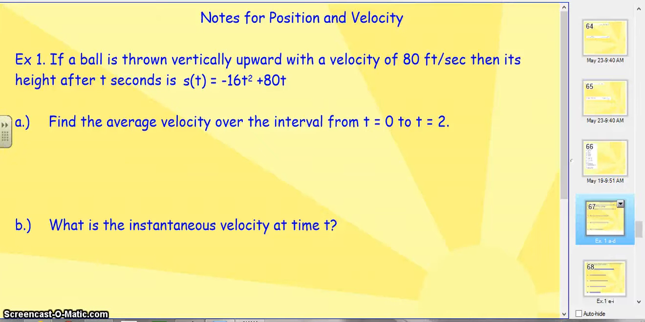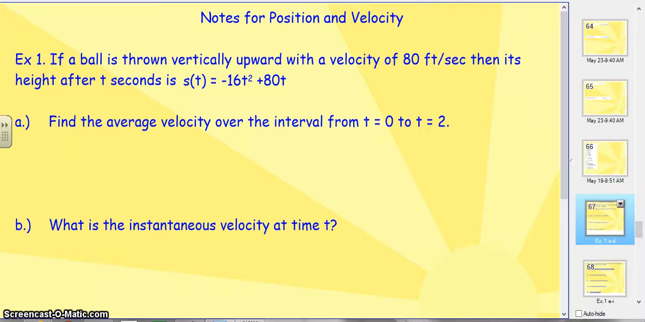Hi students, we're going to talk about position and velocity. In our first example, it says, if a ball is thrown vertically upward with a velocity of 80 feet per second, then its height after t seconds is s of t equals negative 16t squared plus 80t. Part A: find the average velocity over the interval from 0 to 2.